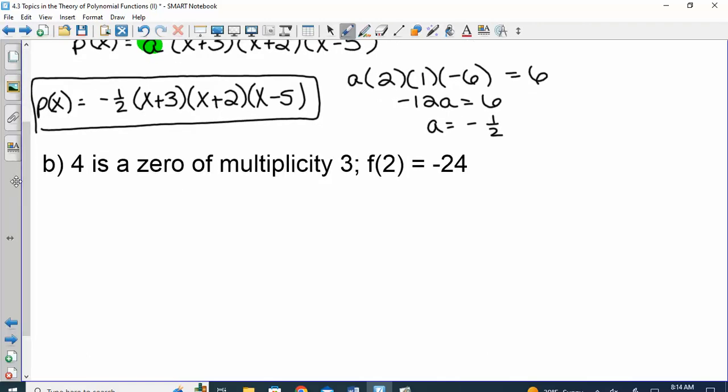Multiplicity 3. Well, what does the multiplicity tell you? In terms of the graph, it tells us if it bounces or goes through. How would I write that? If 4 is a 0, we know we have to have what in here? x minus 4. When I told you the multiplicity is 3, that means that's to the 3rd power.